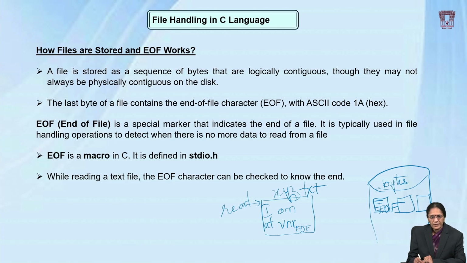Just a consolidation on top of this: files are stored in a sequence of bytes, and while going through a file, we recognize we have reached the end of file using EOF, which is a macro, and it is an already predefined macro in stdio.h. And while reading text files or binary files, or any files, we reach this end of file marker. So this is all about how files are stored and how end of file works.